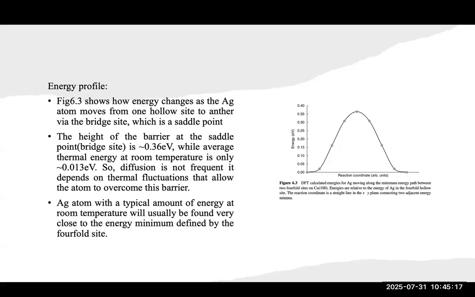So it means diffusion is not frequent. It depends on the temperature or thermal fluctuation that really allows the atom, or we can assume as a silver, to overcome this barrier and make a reaction. So a silver atom with a typical amount of energy at room temperature will usually be found very close to the energy minimum defined by the 4-4 site.